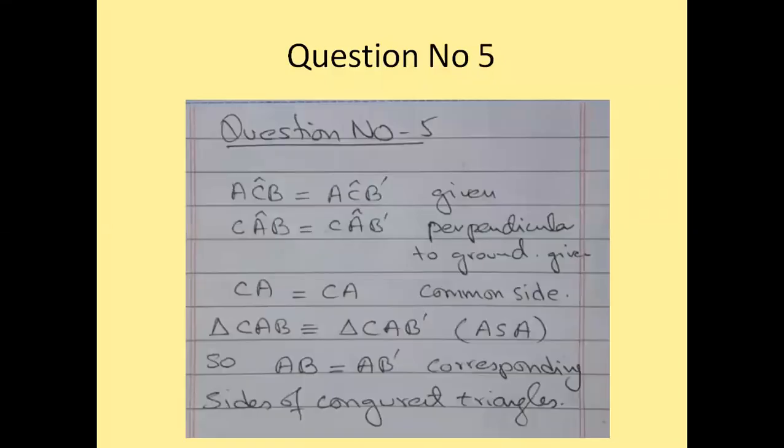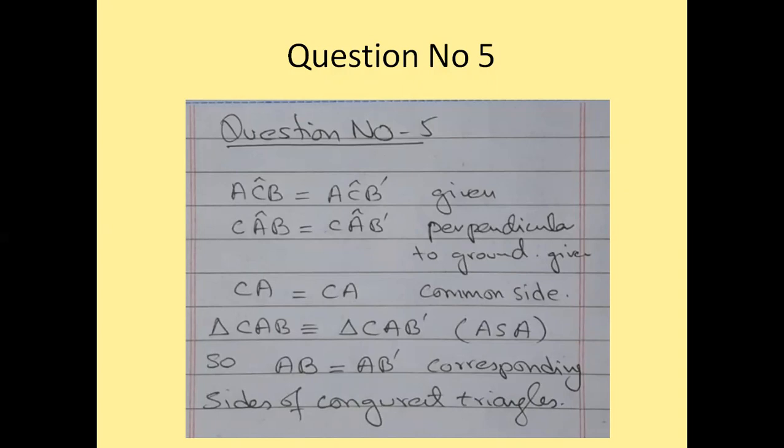Okay, so question number 5. Angle ACB is equal to angle ACB prime. That is the angle of the line of sight with the vertical buoy. So on both the sides, the angle was the same. It is given. Angle CAB is equal to angle CAB prime. That's the perpendicular to the ground on both sides. The buoy was perpendicular to the ground. That's the angle which the buoy makes with the ground, so that's 90. And CA, which is the height of the buoy, equals CA. That's the common side in both the triangles.